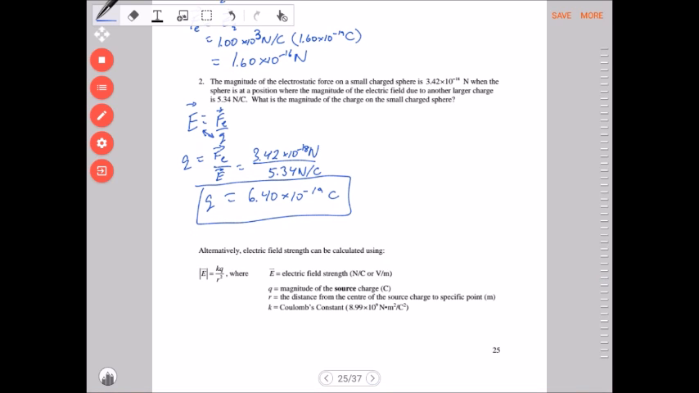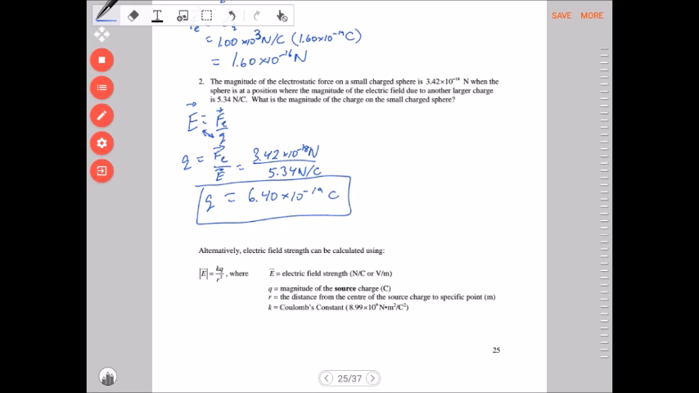Now, there is another formula for electric fields. So alternatively, electric field strength can be calculated using this formula. So E equals KQ over R squared. Okay, where E is the electric field strength, again in newtons per coulomb or volts per meter. Q is the magnitude of the source charge this time. Okay, R is the distance from the center of the source charge to any specific point. Okay, that's measured in meters. And K, of course, is Coulomb's constant, that whole 8.99 times 10 to the 9 thing again.